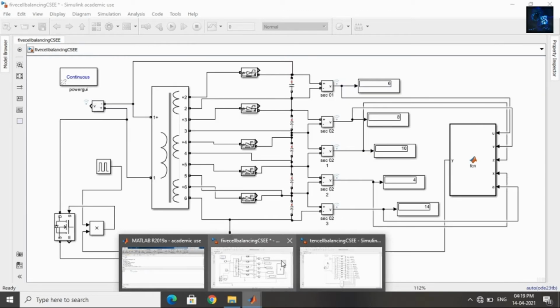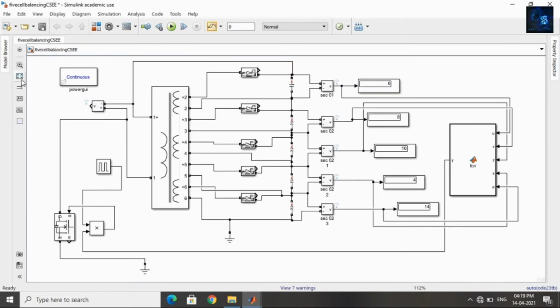Okay, let's come back to the topic. First we will see 5 cell balancing. Here I am using active cell balancing with the flyback transformer technique to balance 5 cells. Here is the transformer and here I am using 5 diodes and 5 capacitors. The capacitor will act as a cell and here is the voltage measurement which will measure the voltage across the cell.